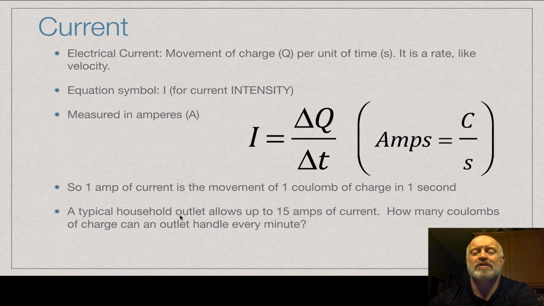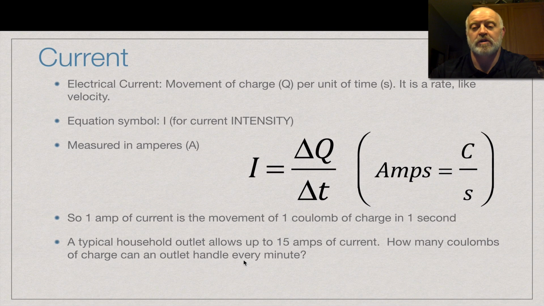Now, a typical household circuit, things you plug your lamps and cell phone chargers into, can carry up to 15 amps of current. If they can handle 15 amps of current, how many coulombs of charge does that outlet handle every minute? Let's take a look. It holds up to 15 amps of current, so that's our I, that'd be our 15, and we want to go every minute, which would be 60 seconds. So our time is 60 seconds.